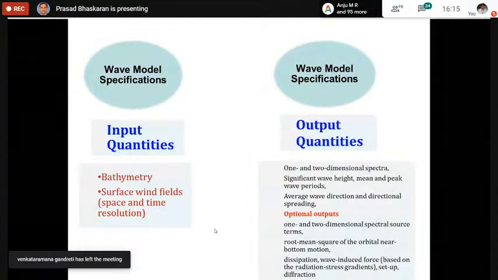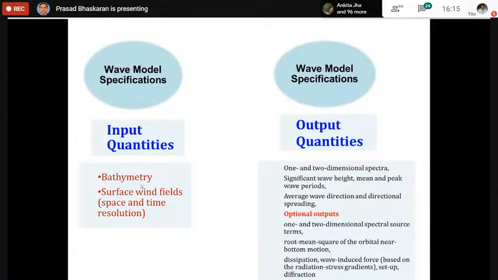So for any wave model, there are basically two important quantities. One is bathymetry. Bathymetry means the water depth. So how do we get this bathymetry? For a very large area, it is very difficult to do a survey everywhere. Surveys have been done in many locations, but not at all the points.